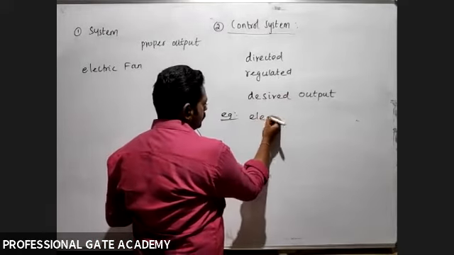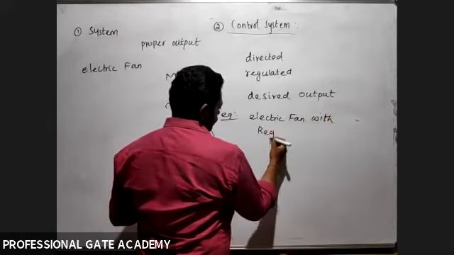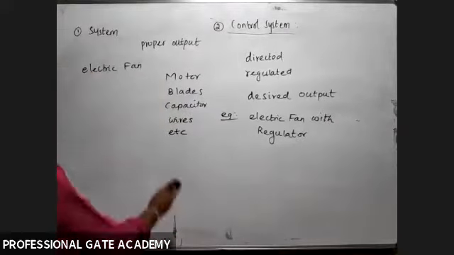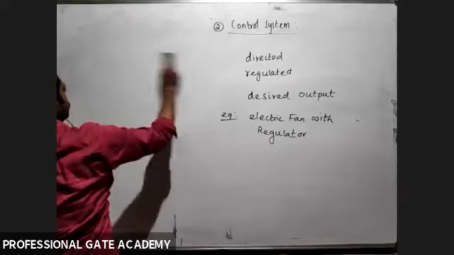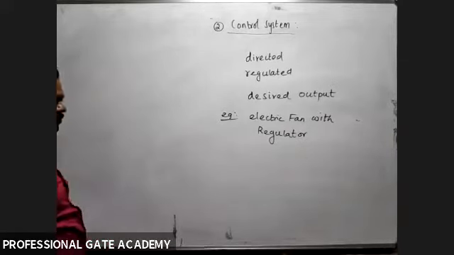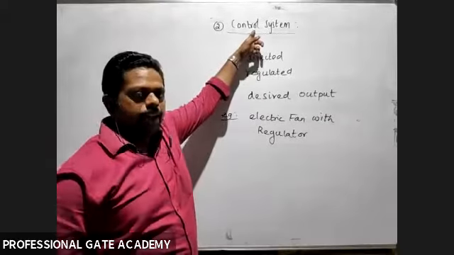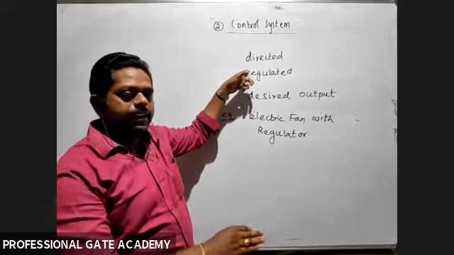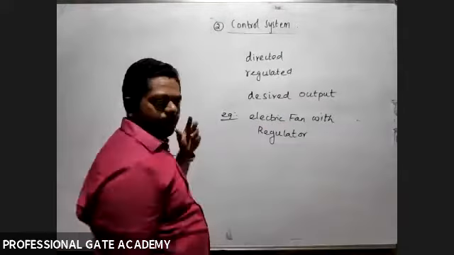Take the same example: electric fan with regulator. So this is one of the basic definitions of control system. I repeat again. A system can be controlled or directed or regulated internally or externally to produce the desired output. So the best simple example is electric fan with a regulator.